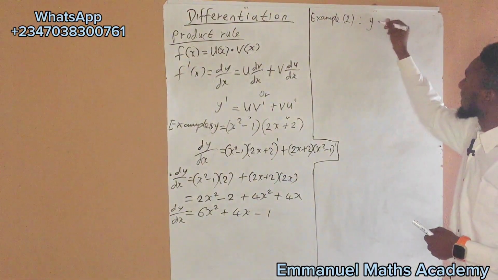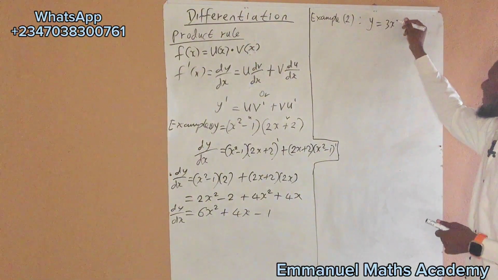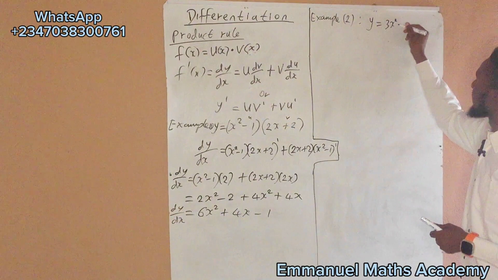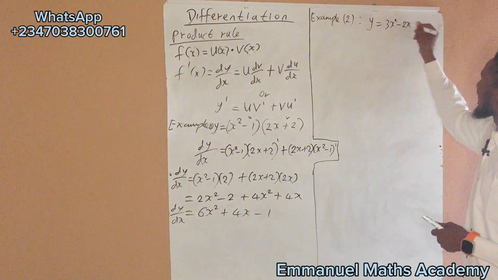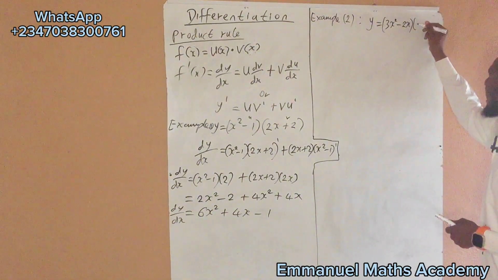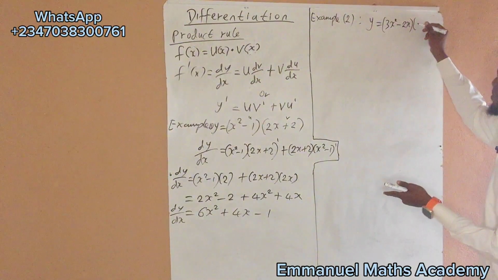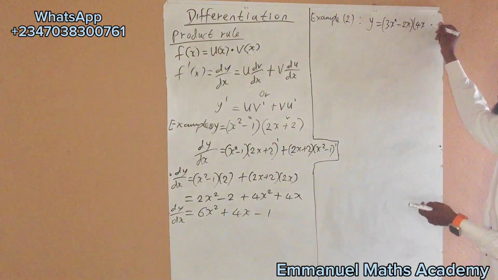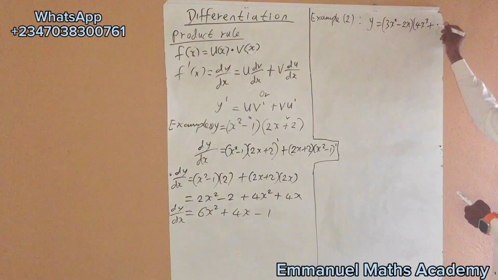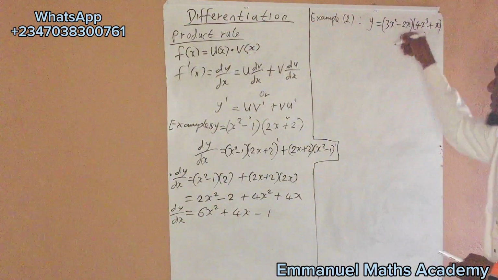If you are given y equal to 3x squared minus 2x, all multiplied by, let's say you have maybe 4x raised to power 3 plus x. You are asked to find the derivative of this, which is what?